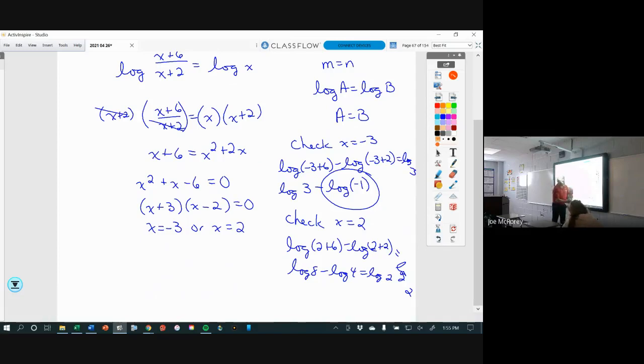Yes. It checks. This one's kind of screwy, because if you went like that, you'd say, oh, well, log of 3 minus log of negative 1, that would be log of 3 divided by negative 1, which is negative 3. So log of negative 3 equals log of negative 3. Looks like it works to me, except you can't take the log of a negative number.